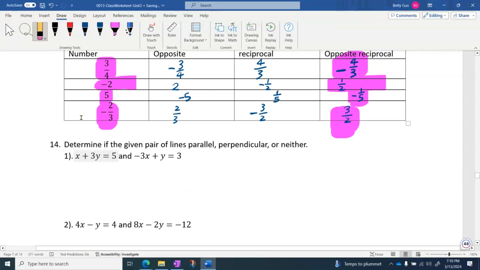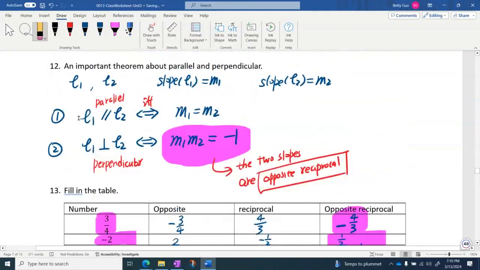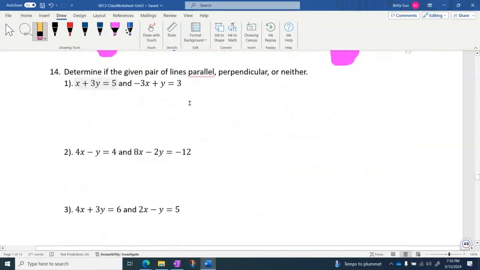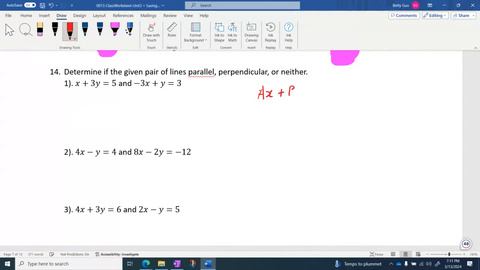Because if the two slopes are equal to each other, the two straight lines are parallel. If the two slopes are opposite reciprocal, then I know the two straight lines are perpendicular. If neither, then neither. So in order to answer the question, we need to know the slopes of the two straight lines. In order to know the slopes, the technique I use, you don't have to use the same method, but I use the formula.